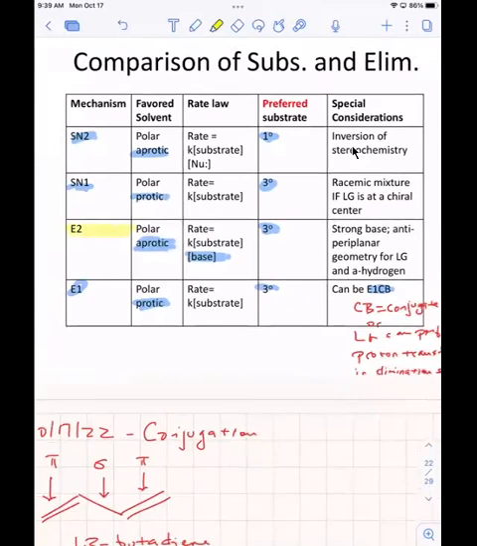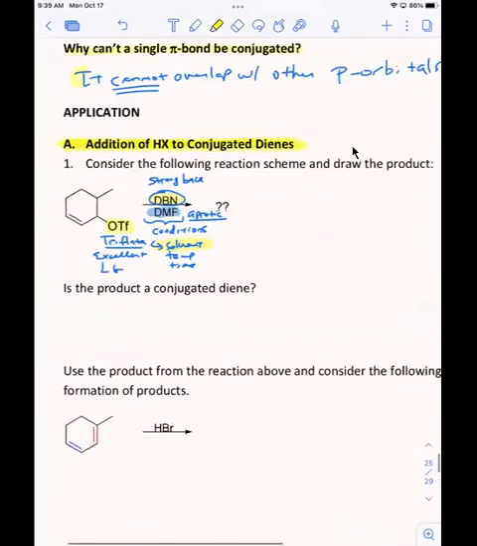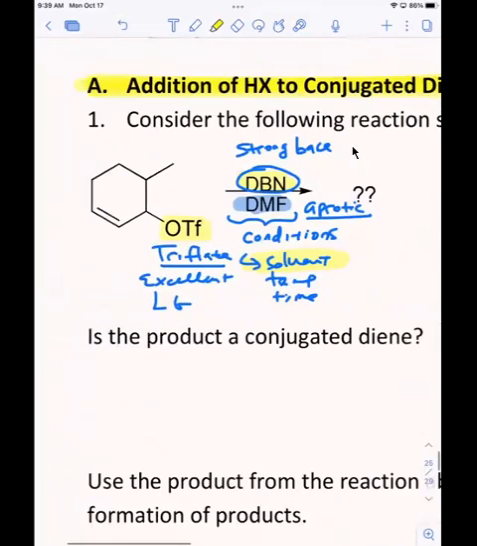For E2 reactions, one of the dead giveaways is the presence of a base. Right, that's a dead giveaway. Anytime you see a strong base in the presence of a substrate that contains some leaving group, maybe it's a halogen, maybe it's whatever, that's a dead giveaway for E2. It's one of the main reactants for E2 elimination. All right, so what's going to happen in this example right here? Now, we know it's an E2.